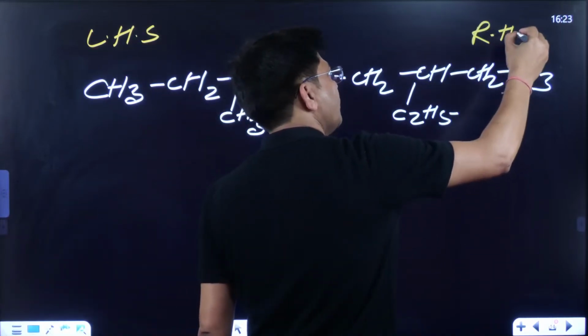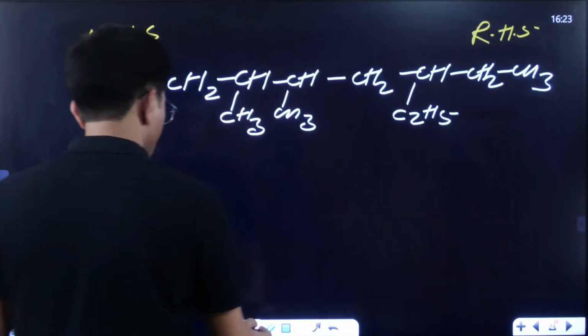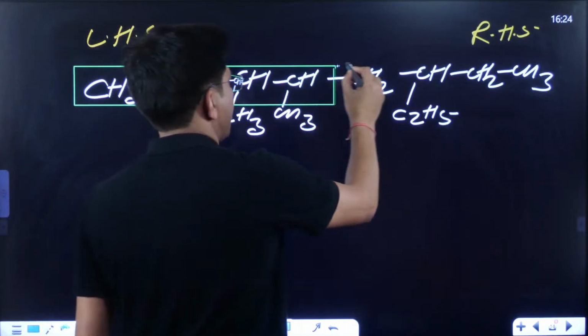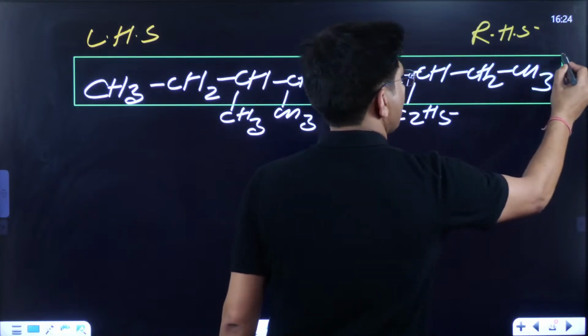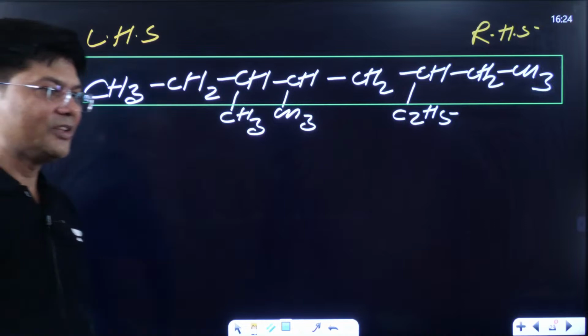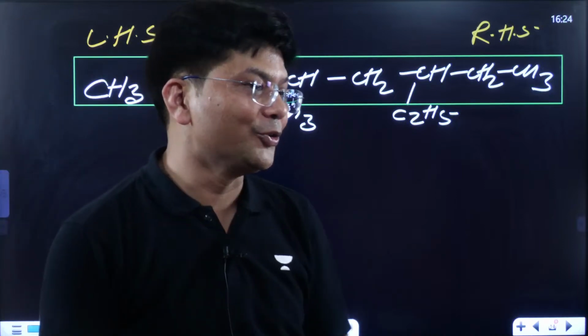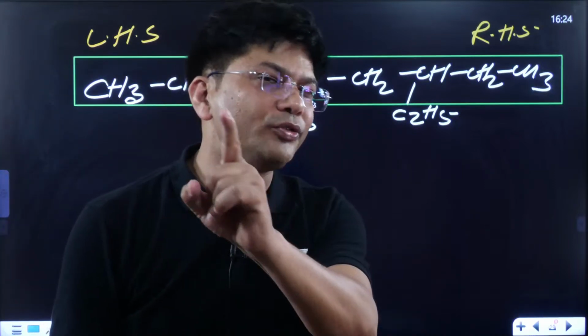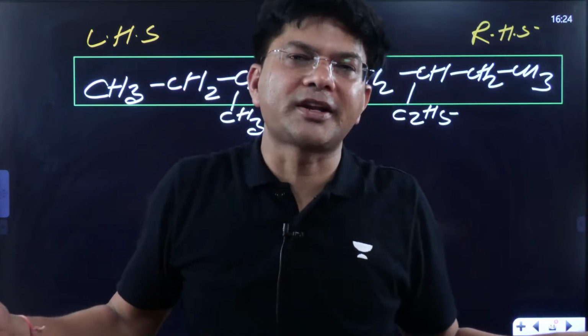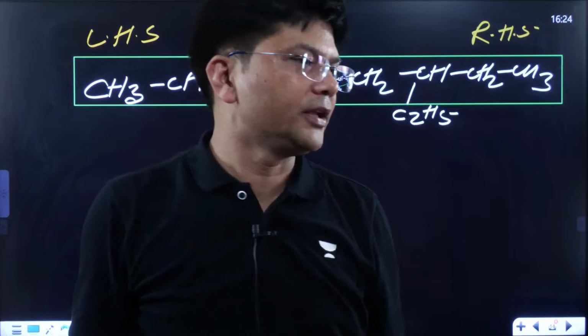Kids, do let me know from which side you are going to do the numbering, because the parent chain is very clear. This is your parent chain. No problem over there. But do let me know from which side you are going to do the numbering. I want to see the josh. Kids, if the josh is not high, you won't be able to do anything.